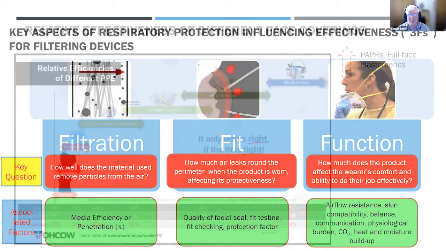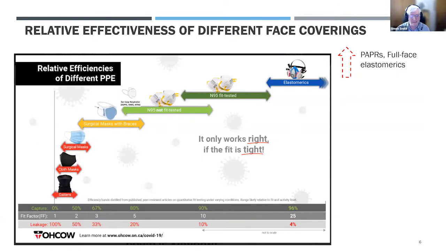The relative effectiveness is shown on this chart, and we see a scale at the bottom there, increasing effectiveness from left to right, both with capture and fit, or leakage in the descending order, going from the sort of popular face coverings, gaiters and cloth masks, through surgical masks, and those are to be modified with some kind of fitting brace, through to the respirator types, both fit tested and non-fit tested, through to elastomeric respirators, and each offering a generally higher level of protection. But again, it relates to filtration capability, the fit, and the ability to breathe through the product.